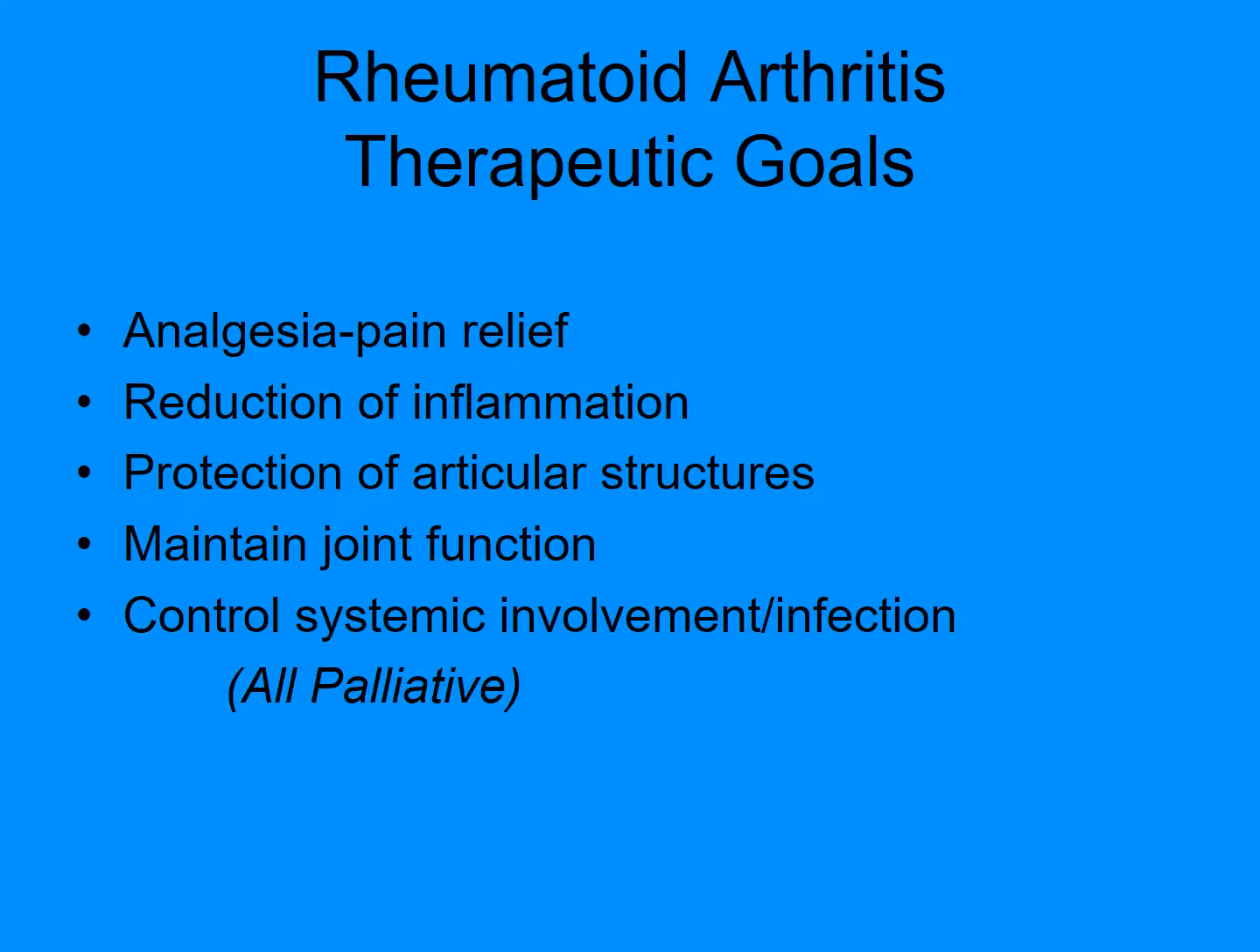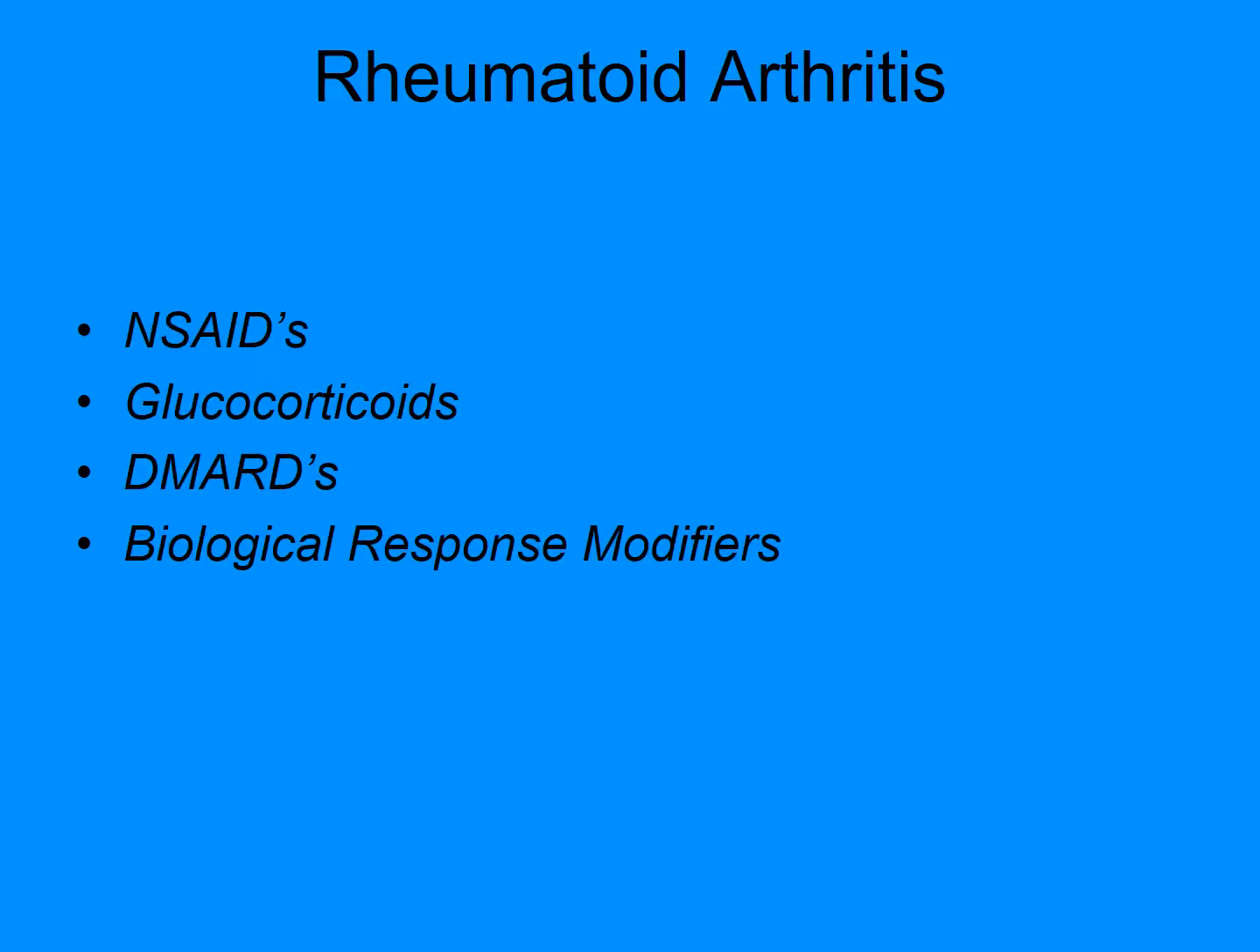As a result, the treatment of rheumatoid arthritis requires aggressive therapy, and you need to relieve the pain. You need to immediately reduce the inflammation and the chemotaxis and the accumulation and overexpression of T and B lymphocytes, and antagonize the interleukins. You need to protect the articular structures and maintain joint function, and also control the systemic involvement and infection. As a result, the treatment of rheumatoid arthritis requires aggressive therapy.